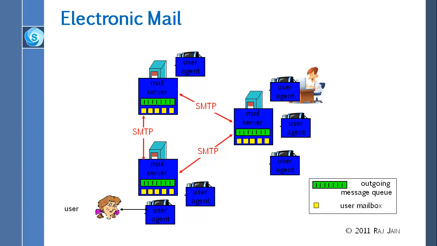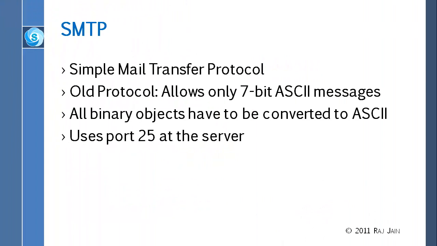So basically, SMTP is the protocol. SMTP stands for Simple Mail Transfer Protocol. This is one of the oldest protocols. Basically, when they invented the internet, one of the very first applications that they started using was the mail. And it allows only 7-bit ASCII messages. Back in the 70s, we didn't have all these different encodings of characters that we have today. The only thing we knew was ASCII.